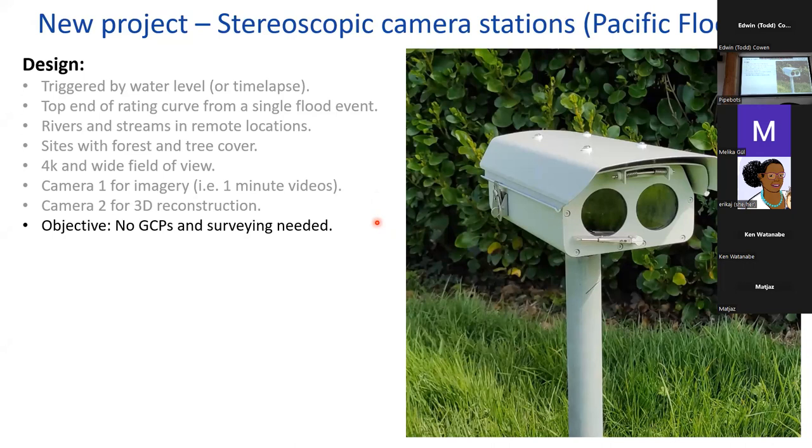The objective of this work is that ground control points won't be needed, due to 3D reconstruction of points along the water's edge, and survey also won't be needed. So that's quite important in the Pacific, where there's a lack of equipment, such as RTK GPS, which is not widely available on Pacific Islands.